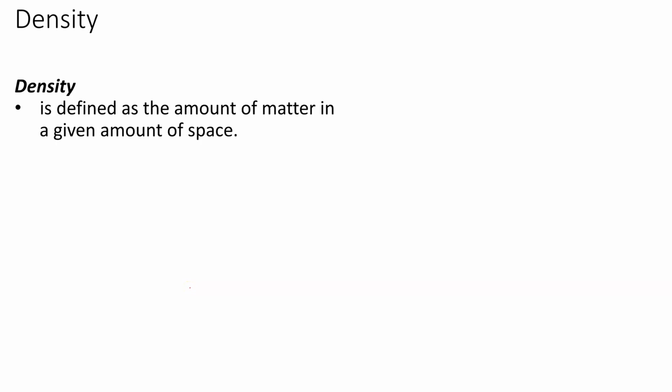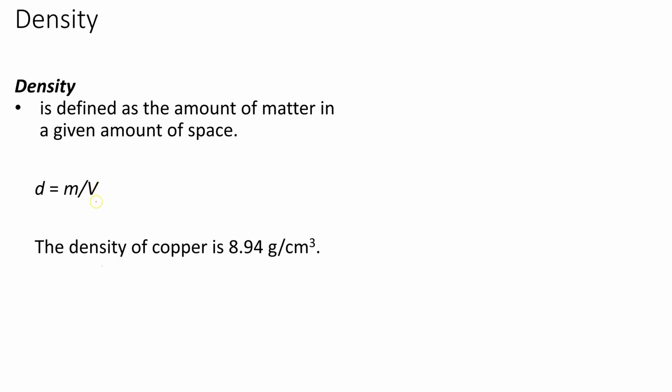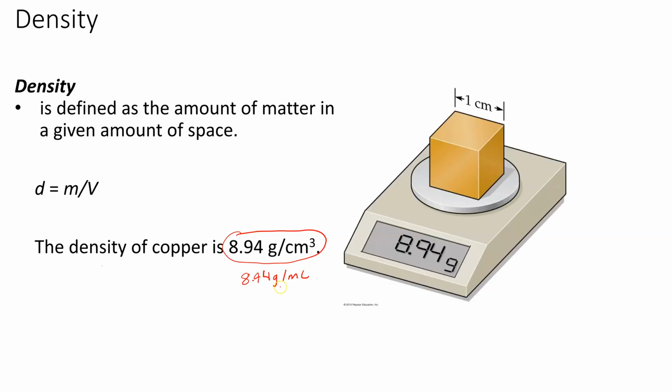All right, the last thing I want to go over is density. Density is basically mass over volume. It represents how much matter occupies a specific amount of space. So the formula is D equals M over V, where D is your density, M is your mass, and V is your volume. The density of copper is 8.94 grams per cubic centimeter, which, remember, is the same thing as saying 8.94 grams per milliliter, because a cubic centimeter and a milliliter are the exact same thing.